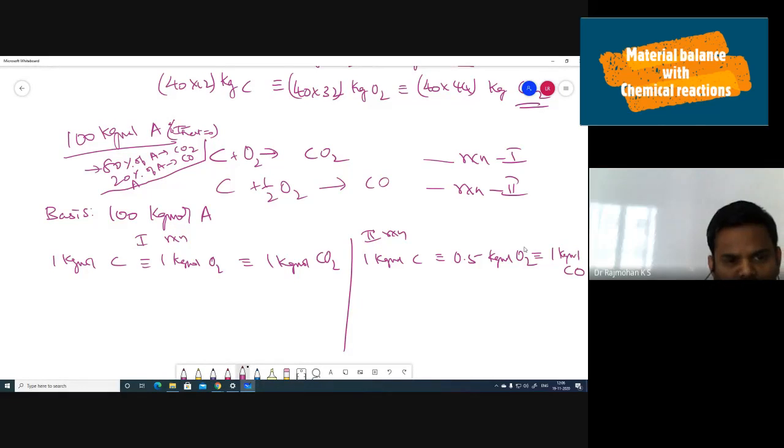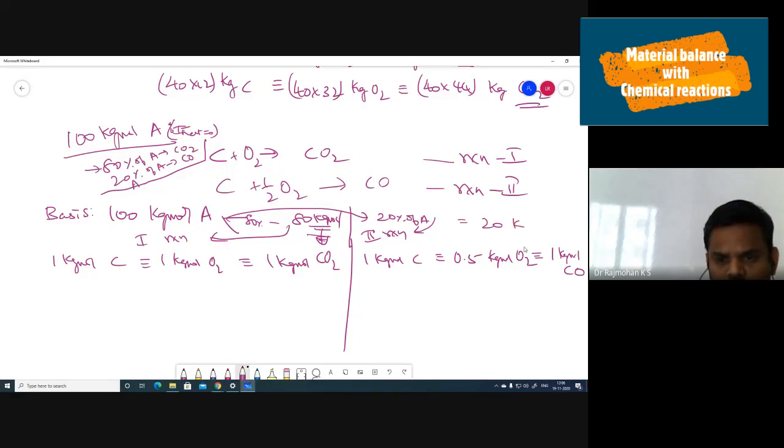So we have 100 kg mole. In this, 80% takes part in the first reaction. Therefore, 80 kg mole will be taking part in the first reaction, and we have 20% of A taking part in the second reaction, which is 20 kg moles.